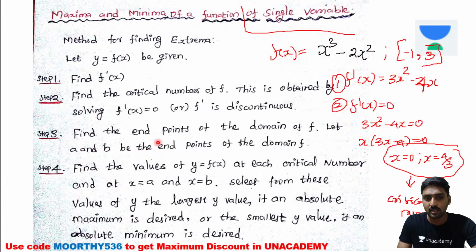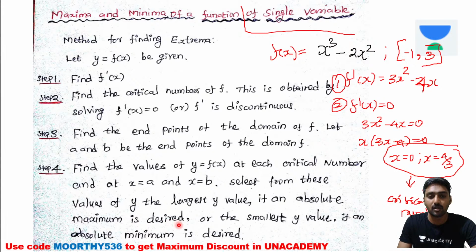So the end points are a = -1 and b = 3. Step 4, the final step: find the values of y = f(x) at each critical number and at x = a and x = b. Select from these values of y the largest y value if an absolute maxima is decided.